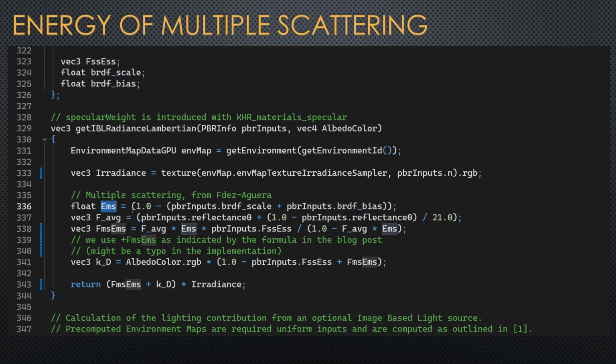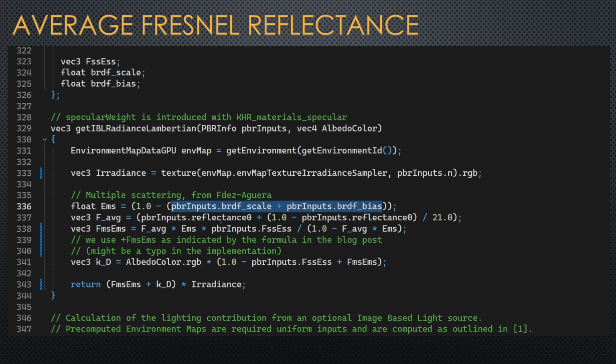This is basically the leftover energy after some of the light bounces around the microfacets. The BRDF scale and bias represent the specular light, and adding them together might seem a bit unconventional, but we just want to approximate the specular energy which was already consumed. The next line calculates the average Fresnel reflectance over all possible view directions.